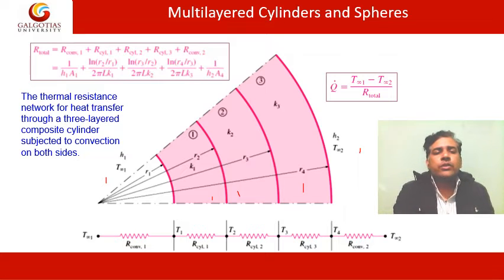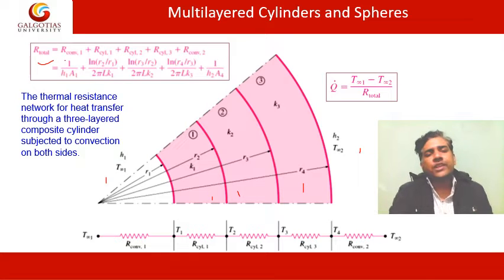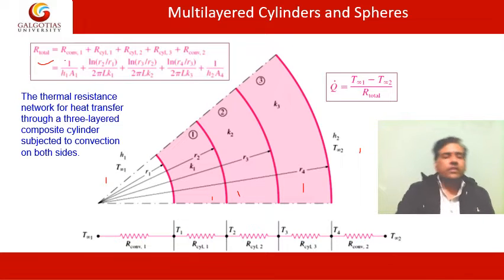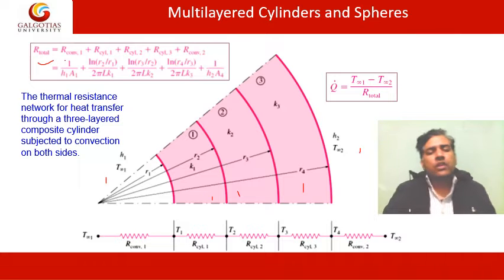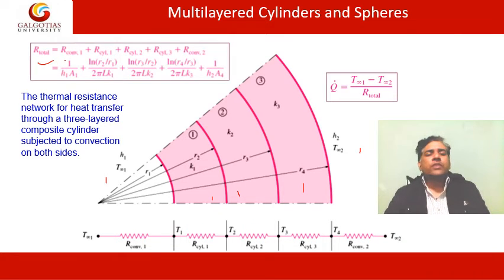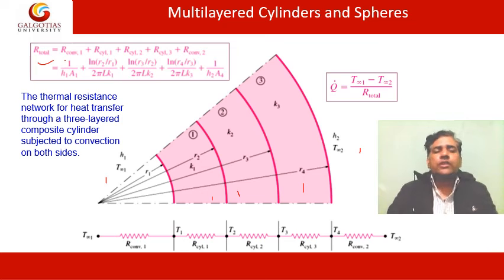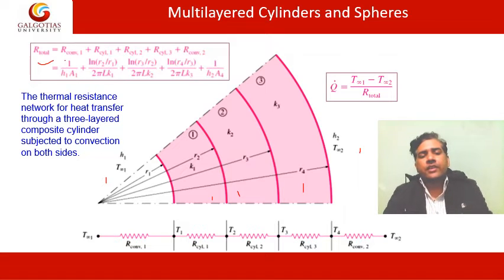So again, what we will do is draw the thermal resistance network: the resistance due to convection, then the cylinder 1, then cylinder 2, then cylinder 3, and then again the resistance due to convection. This is the thermal resistance network for heat transfer through a three-layered composite cylinder subjected to convection on both sides. This is the circuit which is shown here.